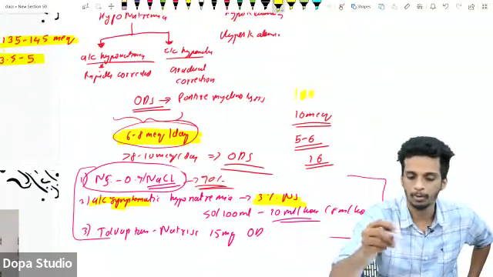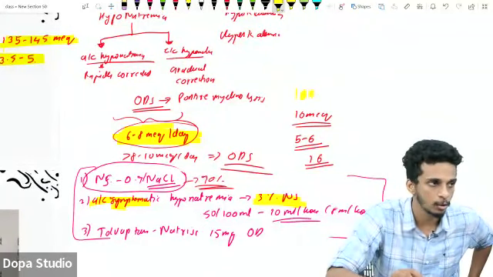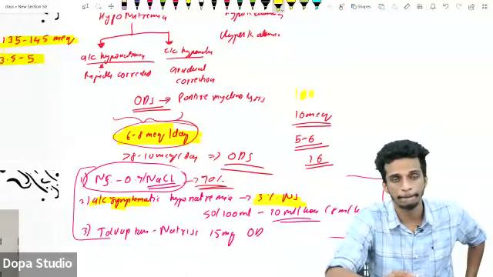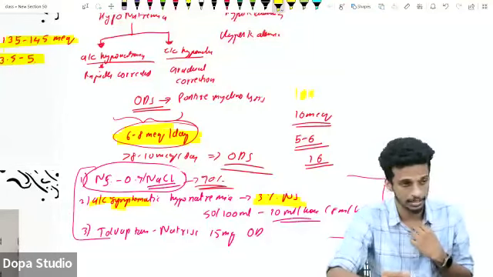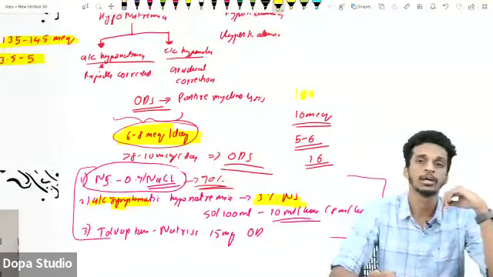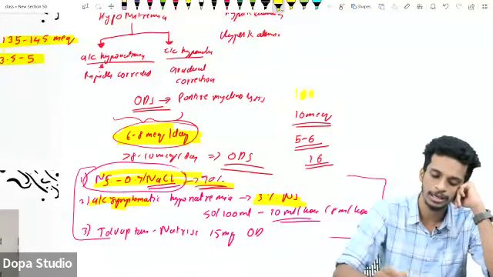The two most important points here are, one, the rate at which you can correct hyponatremia, which is only up to 6 to 8 milliequivalents per day. And the second is what methods you can use. You can use NS, that means 0.9% sodium chloride, you can use 3% NS, or you can use tolvaptan. What we usually use is NS.